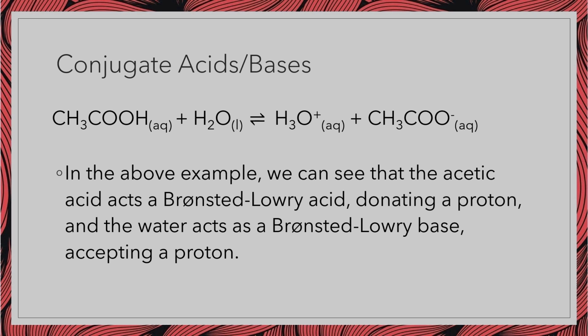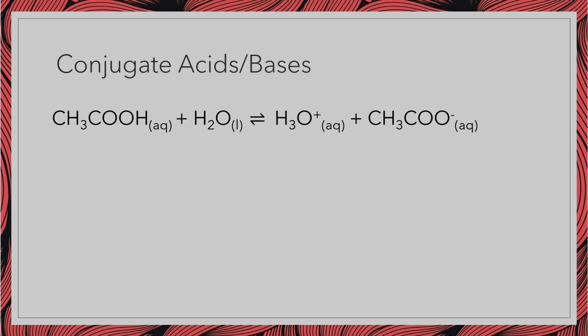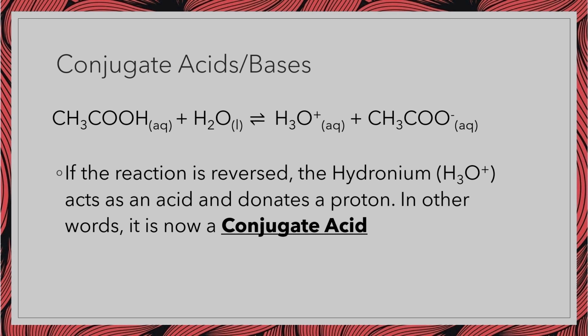Now, in this example, we can see that the acetic acid on the left has acted as a Bronsted-Lowry acid and donated its proton to water. The water acts as a Bronsted-Lowry base, accepting that proton. But what happens in the reverse reaction? Well, let's have a look. It does go backwards. When we go backwards, the H3O+ acts as an acid and donates its H+ back to the acetate, and the acetate acts as a base and accepts it.